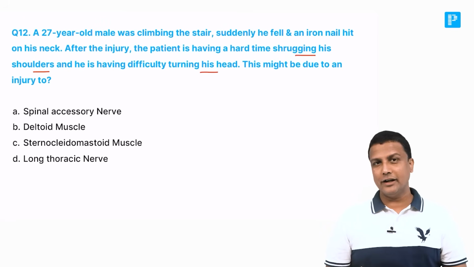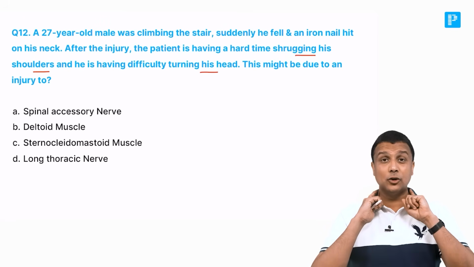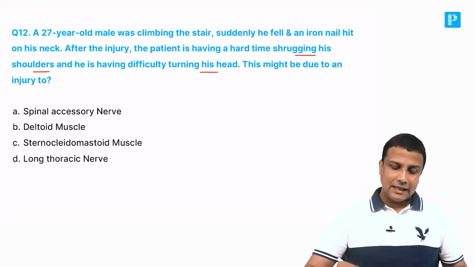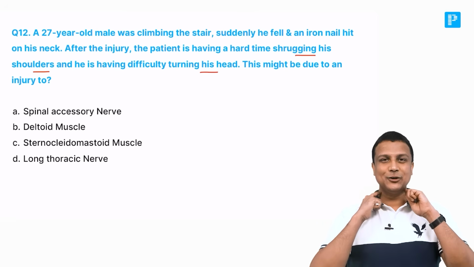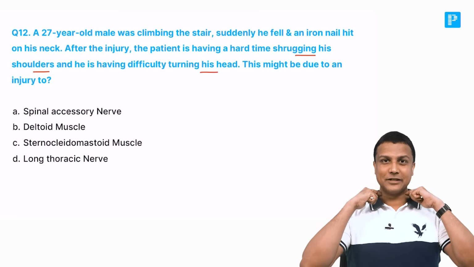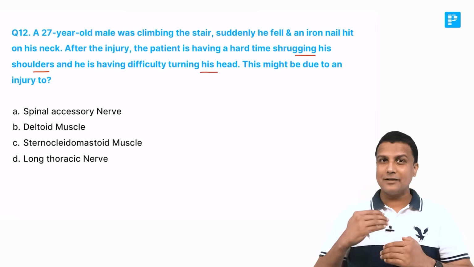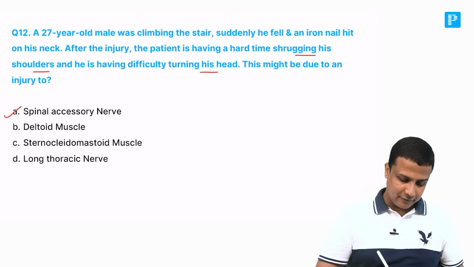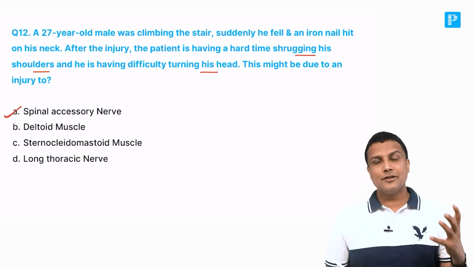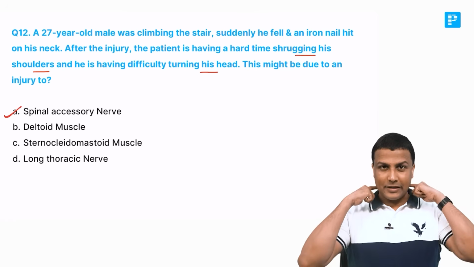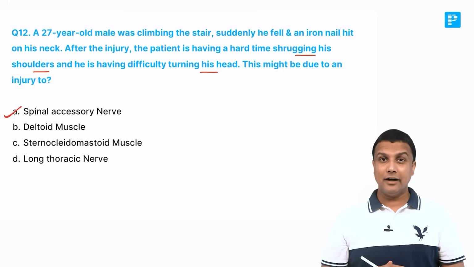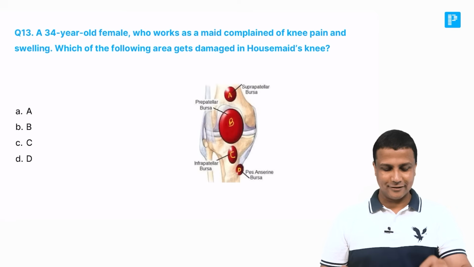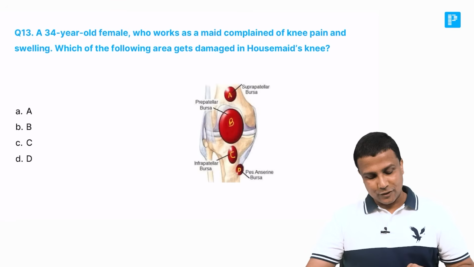Turning the head, it is actually done by what, guys? It will be done by sternocleidomastoid muscle. This might be due to injury to which nerve? Of course, sternocleidomastoid muscle and trapezius muscle, both of them will be supplied by spinal accessory nerve. So if the spinal accessory nerve is gone, of course, the trapezius muscle as well as sternocleidomastoid muscle are gone. The person will be having a very hard time to shrug the shoulders as well as turn the head. Perfectly done, sir. Moving on to the next question right now.